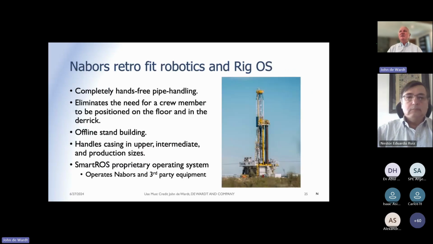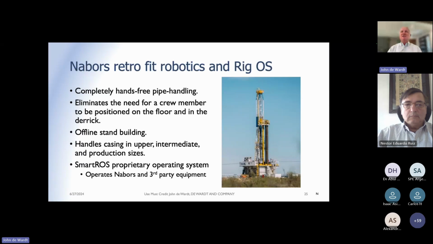And then this is a retrofit. And again, here you can see this yellow column, which provides the robotic structure within the land rig. It's completely hands-free pipe handling. Just think about that. It's completely hands-free. There's no crew on the floor or on the derrick. And this is in a retrofit rig. It does offline stand building, which is hugely important because you take it off the critical path. And it handles casing in upper intermediate production sizes. So it's not just a drill pipe rig, it's a casing rig as well.